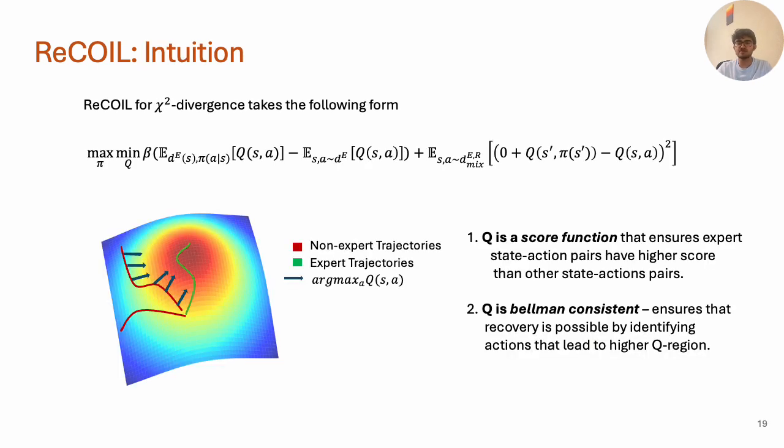In fact, the method's intuition becomes clear when we instantiate ReCOIL with the chi-square divergence. The objective aims to increase Q at the expert transitions and decrease the Q at policy transitions, all this while trying to maintain Bellman consistency with a zero reward. The Bellman consistency is necessary to propagate information of how to recover to expert states.